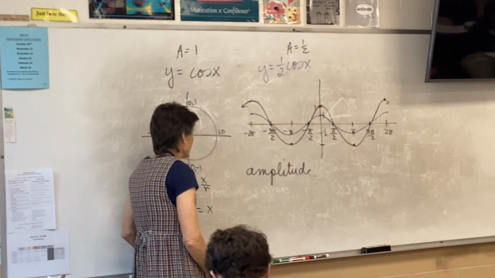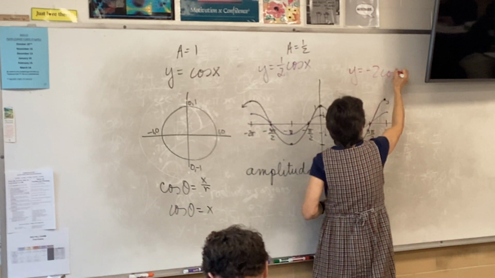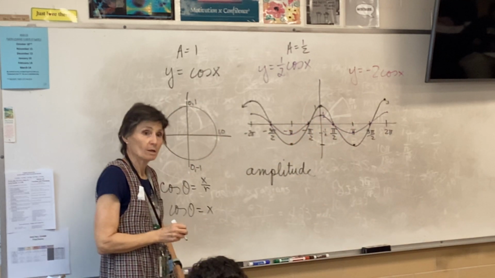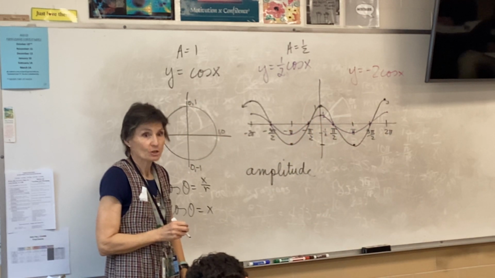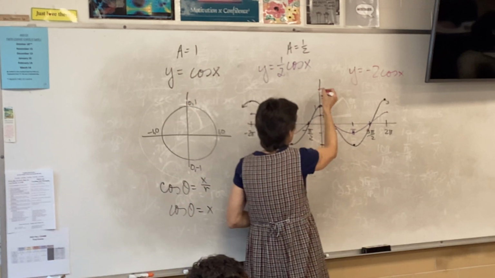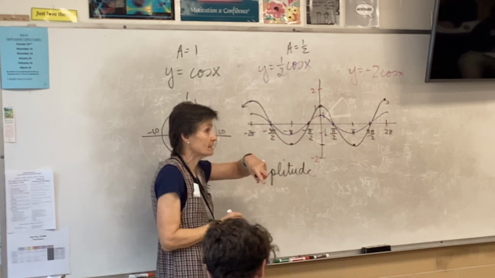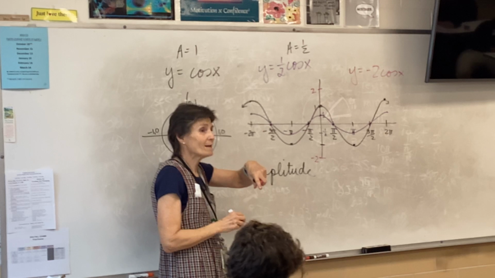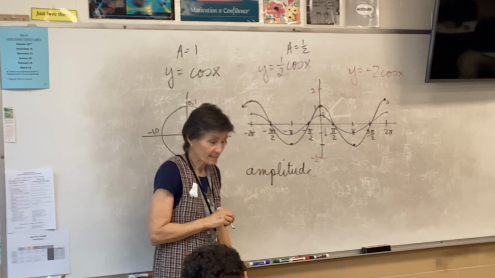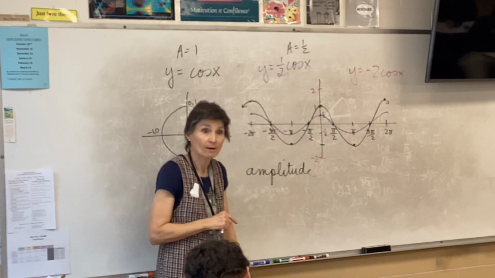Now, in pink, I'm going to do -2 cosine x. Now, what is the 2 going to do? It makes it twice as tall, right? So instead of going up to 1 and down to -1, it's going to go up to 2 and down to -2. What is the negative part of it going to do? Reflect it over the x-axis. It's going to turn it upside down.